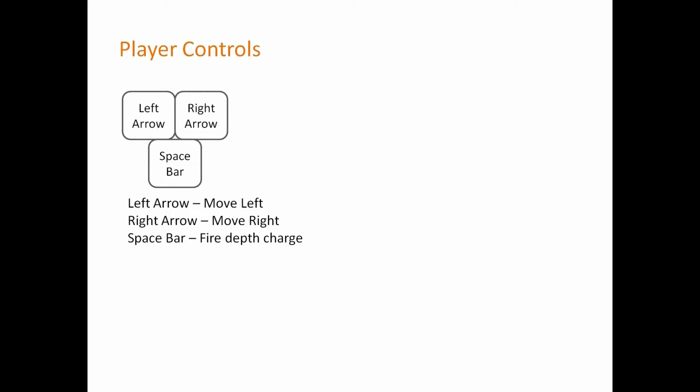So now that you have seen the game demo, let's go through the player controls that we will be programming. The controls are just 3 buttons. We have the left arrow on your keyboard to move left. The right arrow will move right, and pressing the space bar will fire the depth charge bomb, which will sink to the bottom of the sea.